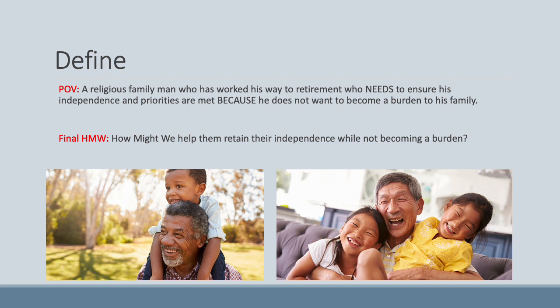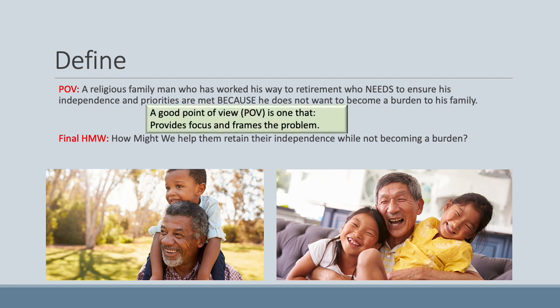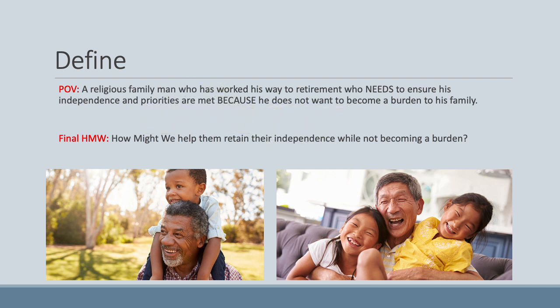Moving on to the define phase, it is important that we find a good point of view that provides focus and really frames the problem. Our final POV is a religious family man who has worked his way to retirement, who needs to ensure his independence and priorities because he does not want to become a burden to his family. And our most important question is, how might we help them retain their independence while not becoming a burden?